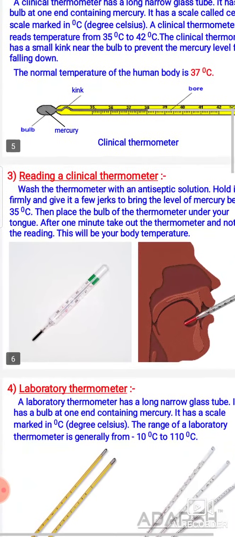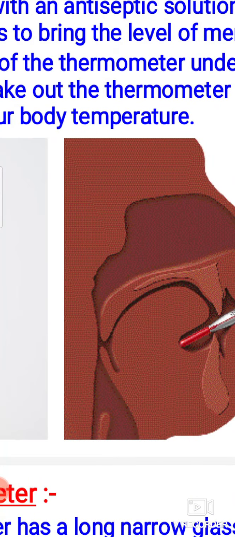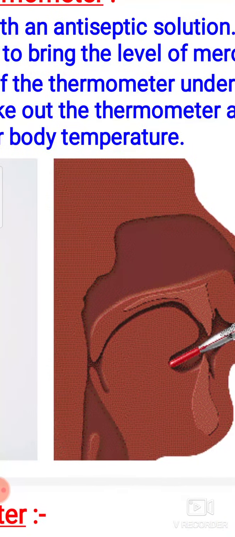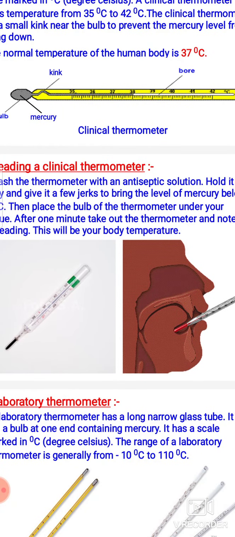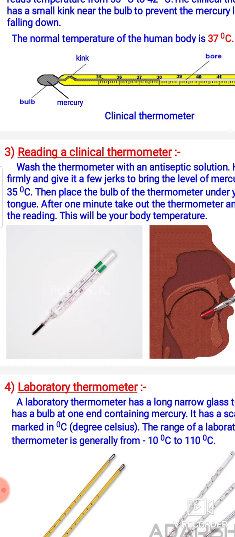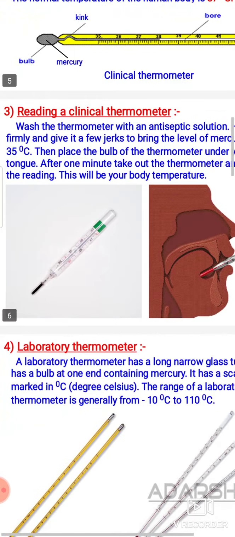How can we read the clinical thermometer? In the picture you can see that this thermometer can be inserted in the mouth. And then the level of the mercury is read and the temperature is taken. And you might have seen that this thermometer is kept under the arm also. That can also be used for measuring the temperature.